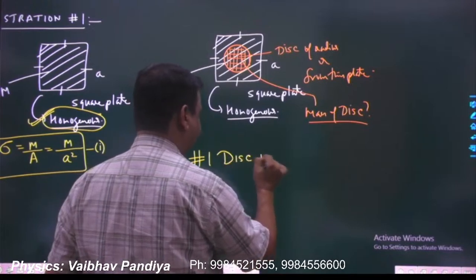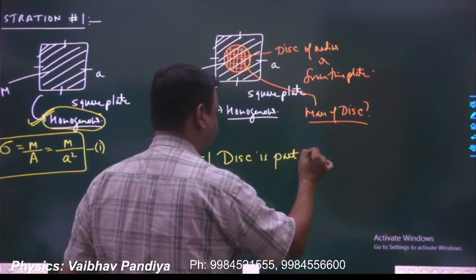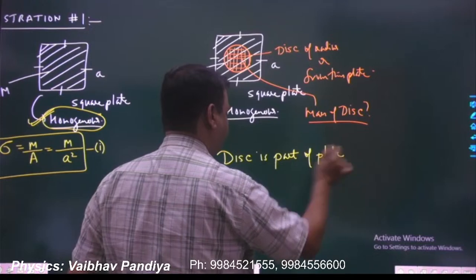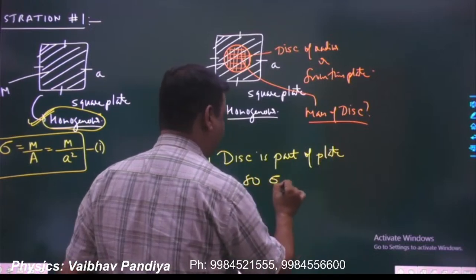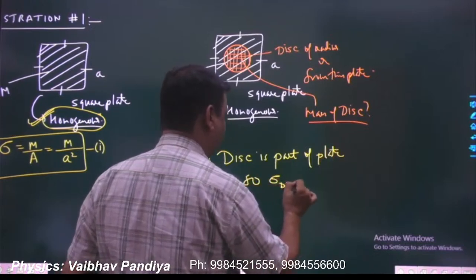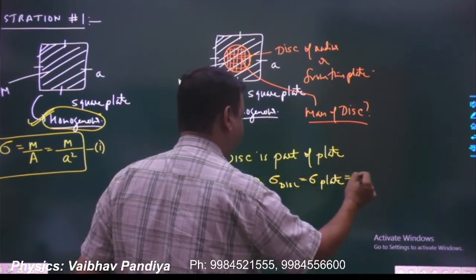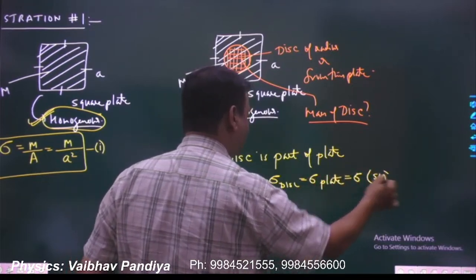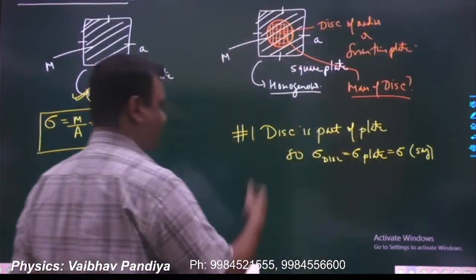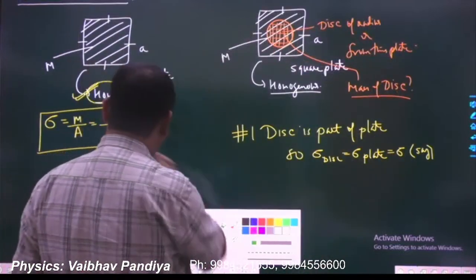Disk is part of the plate. So sigma for the disk is the same as sigma for the plate. Say sigma is uniform. The object is homogeneous, so sigma won't change. And already you got the value of sigma.